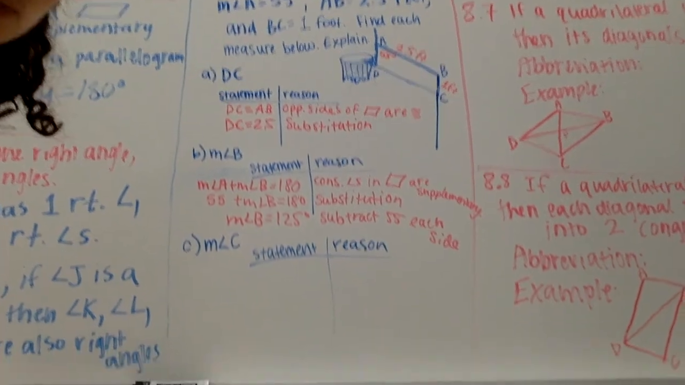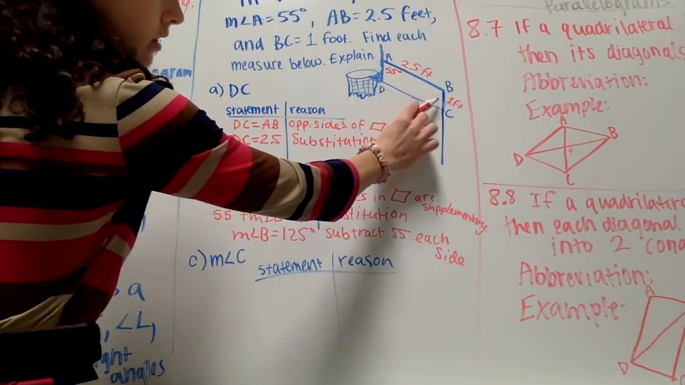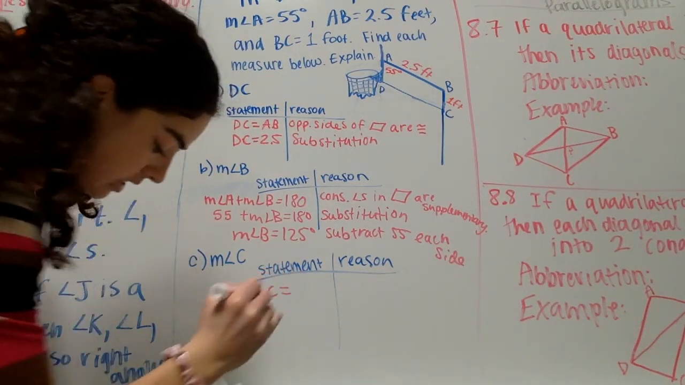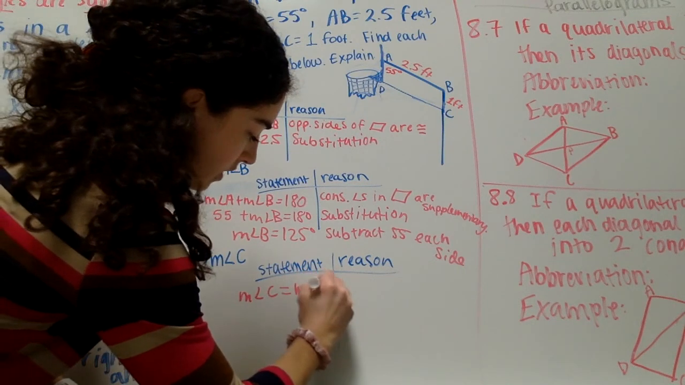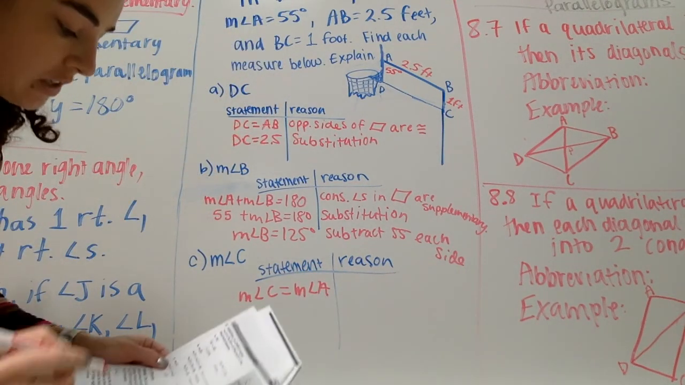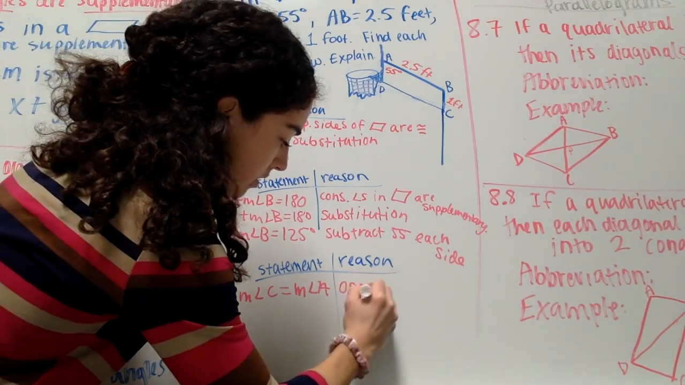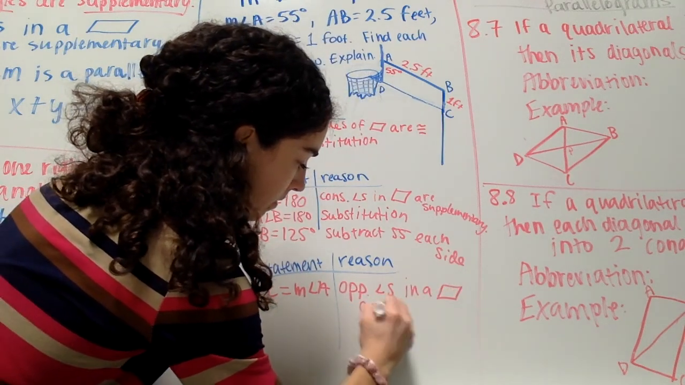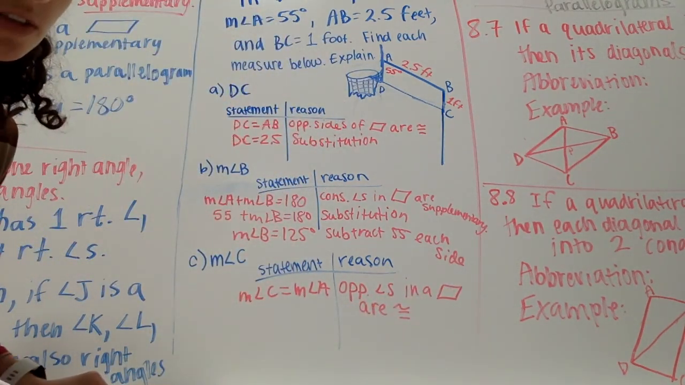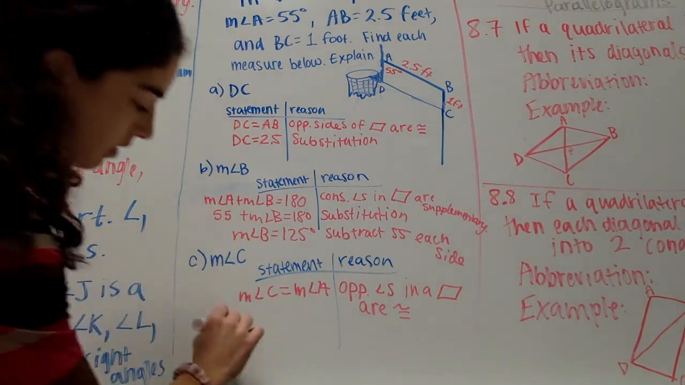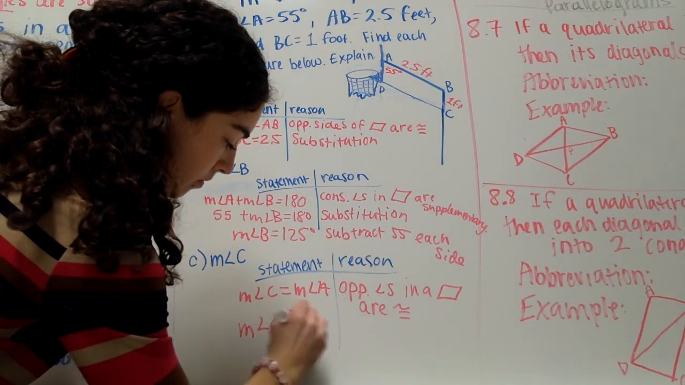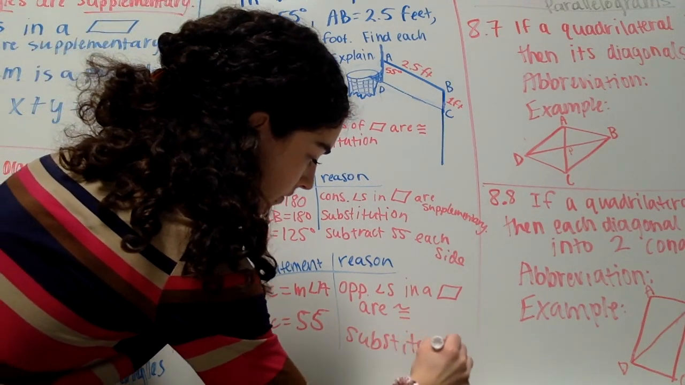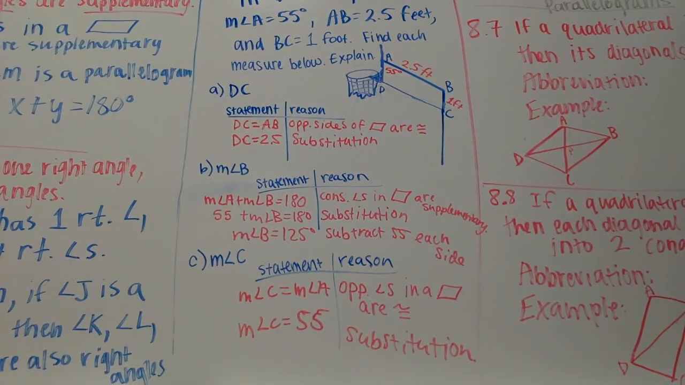Okay, and the last one is measure of angle C, so that's down here, angle C. So we know that measure of angle C is equal to measure of angle A by a theorem we just learned, which is that opposite angles in a parallelogram are congruent. So that's our reasoning there. So therefore, measure of angle C is 55 by substitution.